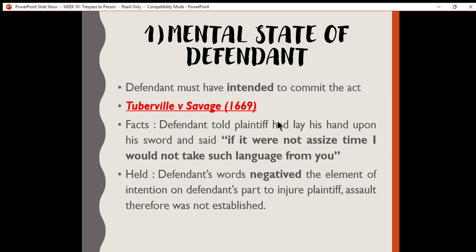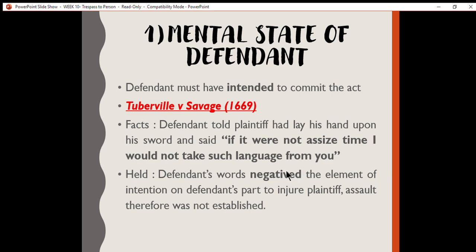The defendant told the plaintiff, okay, and he had laid his hand upon his sword and said, if it were not assize time, I would not take such language from you. So this statement negatives the element of intention on the defendant's part to injure the plaintiff. Assault therefore was not established, because in this case it was just the assize time, when the judges were in town for court sessions. Savage later sued for assault. So this will negative the element of intention.